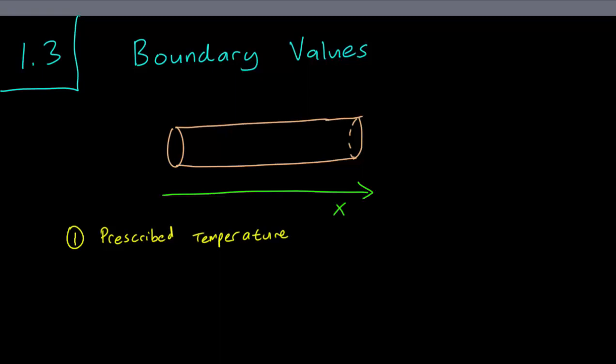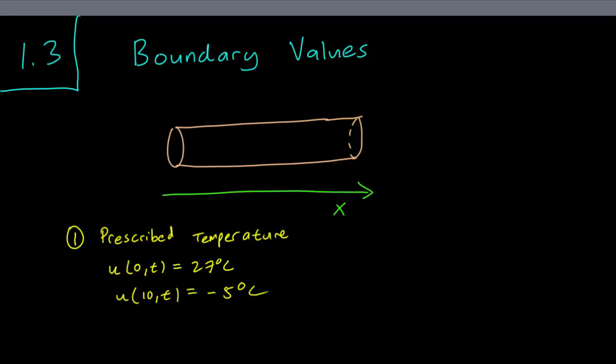So for example, we would say that u(0,t) equals 27 Celsius and u(10,t) equals -5 Celsius. Here's an example where this boundary value condition would come into play.